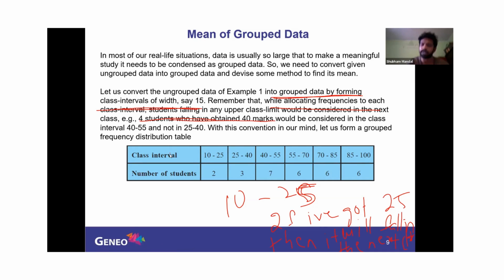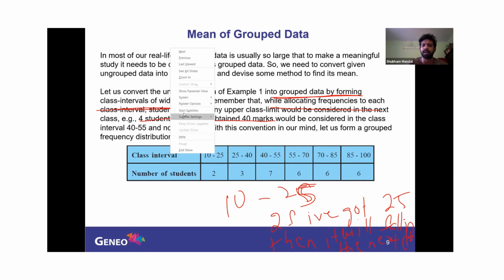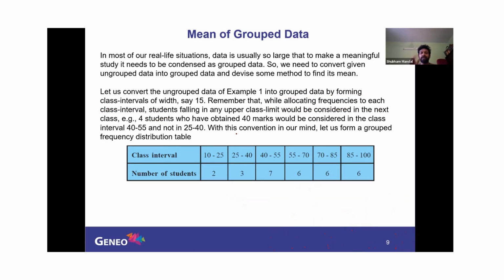So you can take a class interval as 10, as 12, or any number which you want. But take something convenient, which is not very big, because if you take the class interval to be 100, then all the students will fall in one class.